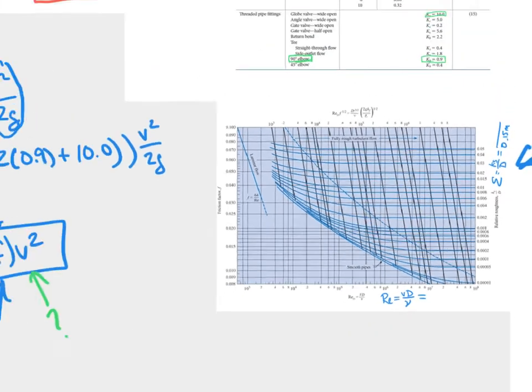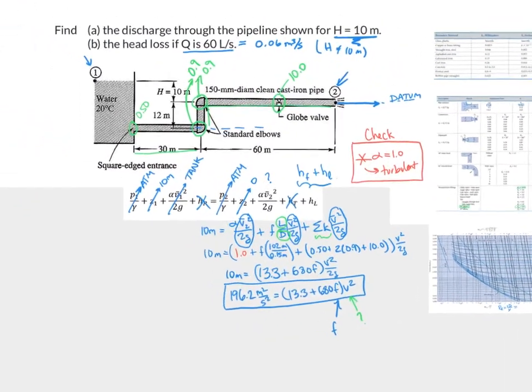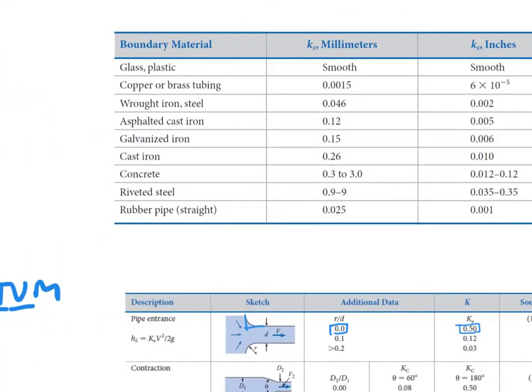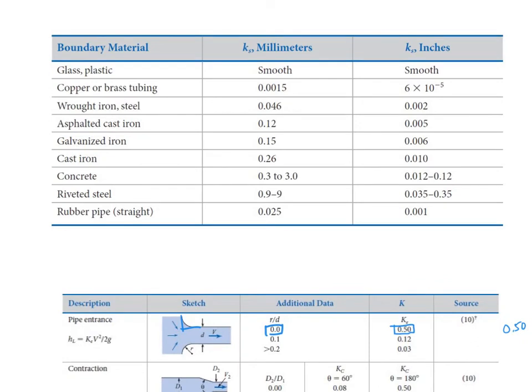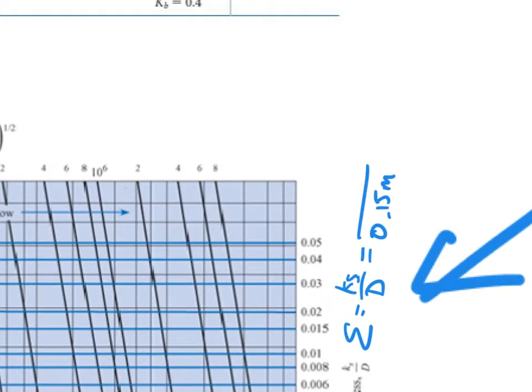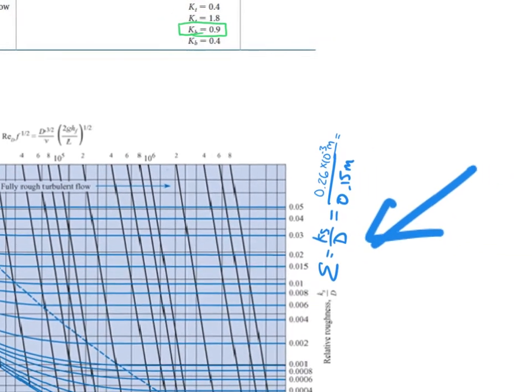So let's back up. Okay, so clean cast iron pipe. Sorry, I said it was concrete. It doesn't really matter. So let's go over here. Here's our cast iron. We are working in the SI system, so here it is, right here, 0.26 millimeters. So we're going to go down here and say 0.26 times 10 to the negative 3 meters. So it's going to end up being fairly smooth, I would say.